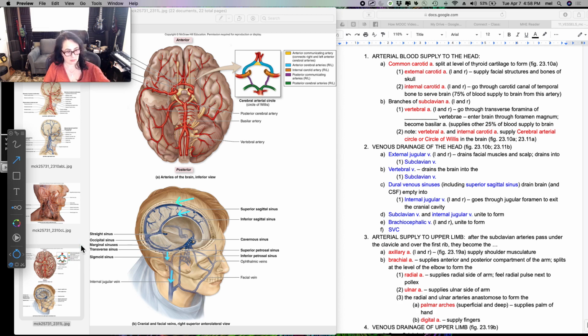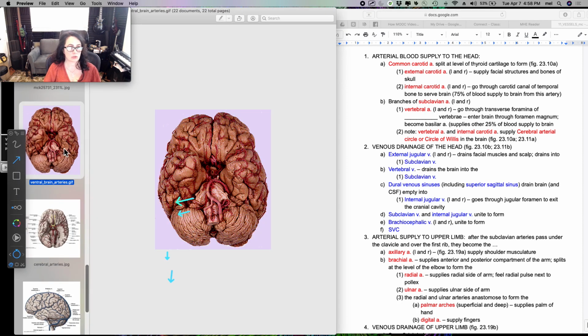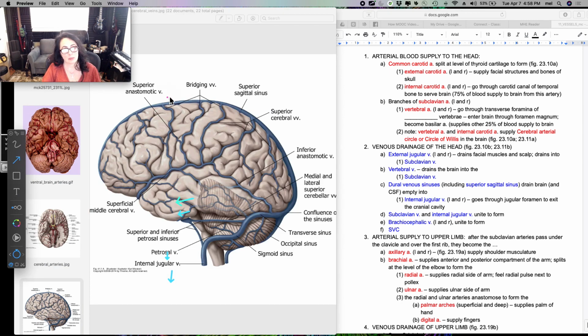Got another picture for you that came from a different textbook. Oh, this one's cool too. This just shows an inferior view of the brain. Kind of like this one. It's got more vessels than you need to know on it, but you can see the superior sagittal sinus coming into the confluence of sinuses, right? You can see the transverse sinus that would be going in that way. So this one's going in that way, okay.